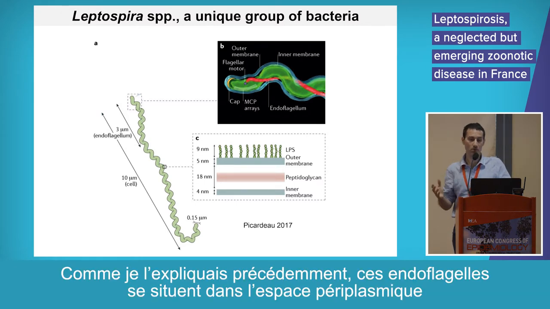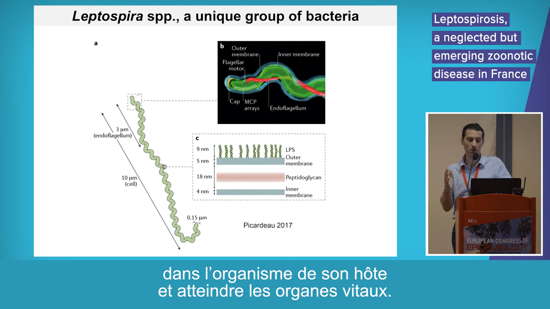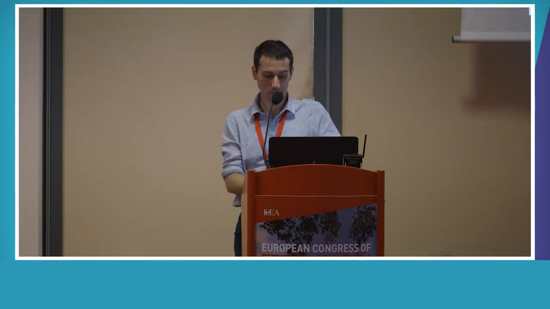So as I told you before, these endoflagella are located in the periplasmic space. And the rotation of these endoflagella makes these bacteria highly motile, and they can rapidly disseminate in the host and reach the target organs.